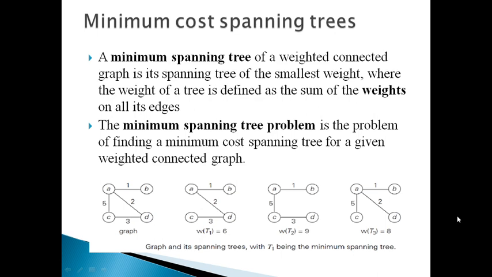Minimum spanning tree of a weighted connected graph is a spanning tree with the lowest weight, where the weight of a tree is defined as sum of the weights of all its edges. For understanding, take an example.